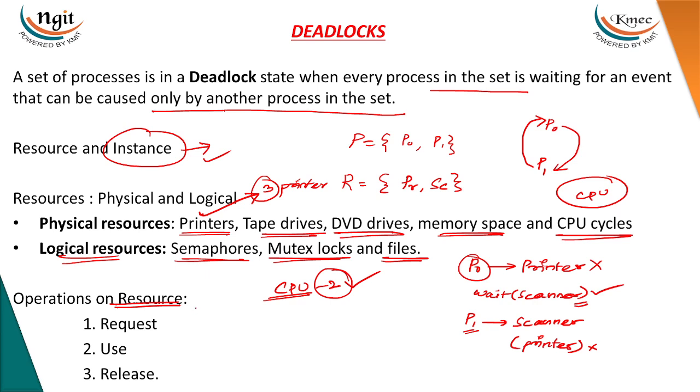For any resource, there is an order in which we can use it. First, we need to request the particular resource. Second, if the request is granted, then we will use the resource. If the request is not granted, then we have to wait for it. After the resource use is complete, suppose a printer has finished printing 10 pages, then we will release the resource. First you request it, then after the request is granted you use it, and once your use is completed, you release it.